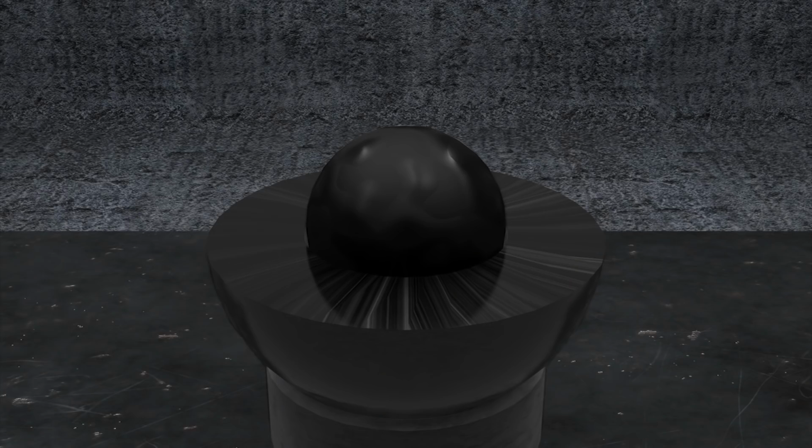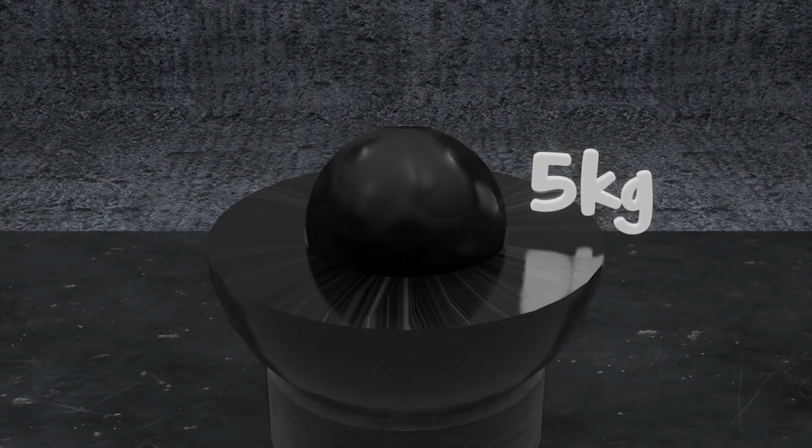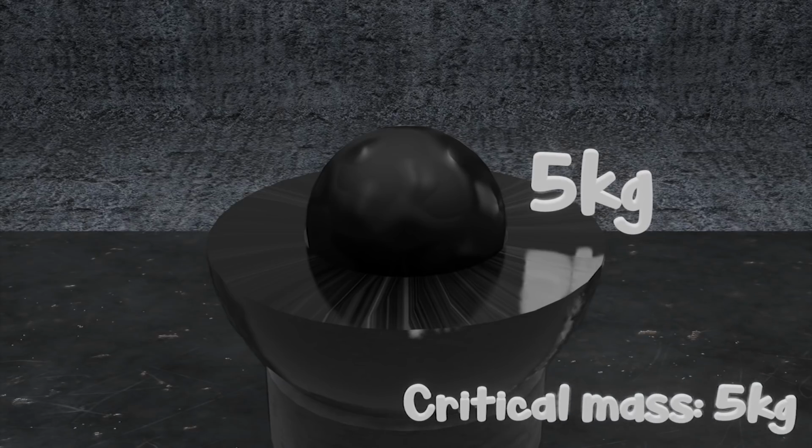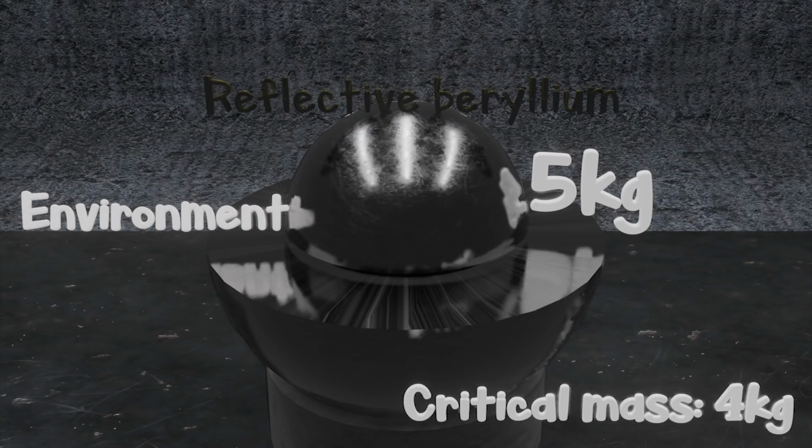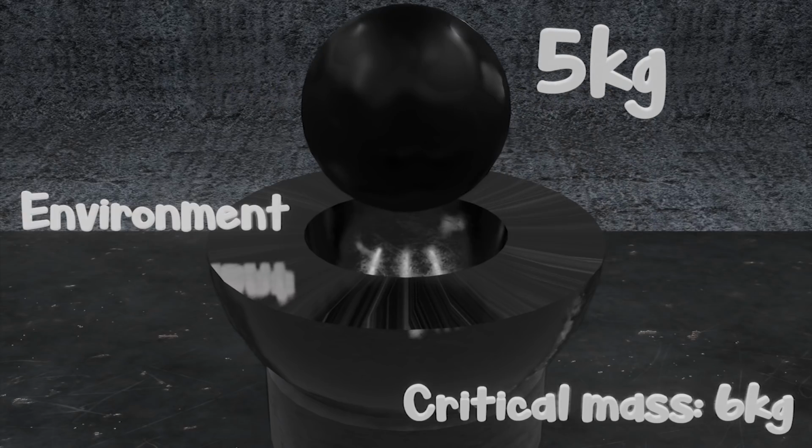So if we imagined our demon core was 5 kilograms and at critical mass, then if we change a variable to lower the critical mass, then we would have an excess of mass, and thus our core would become supercritical. If we increase the critical mass, then the core would become subcritical.